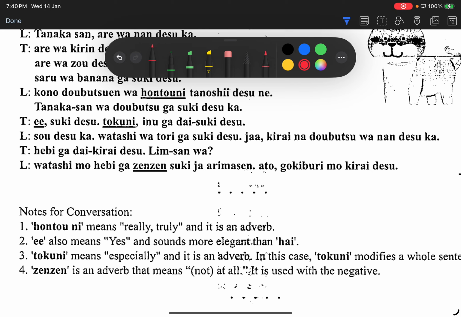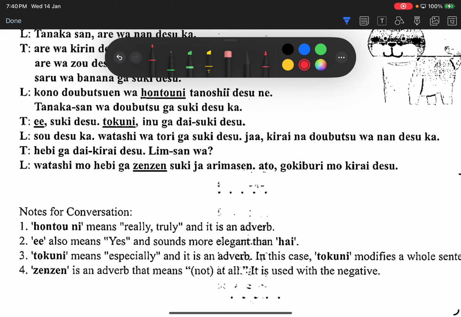L says, watashi mo. Remember, mo means also, right? So, watashi mo hebi ga zenzen suki ja arimasen. Suki is a na adjective. So suki na is an adjective. The negative form will be ja arimasen.